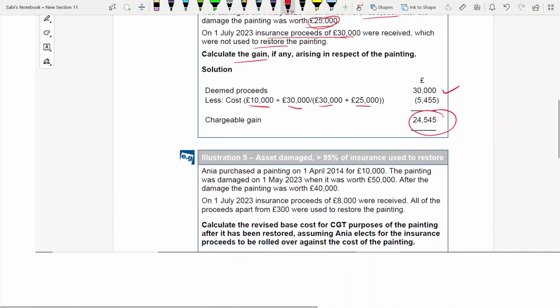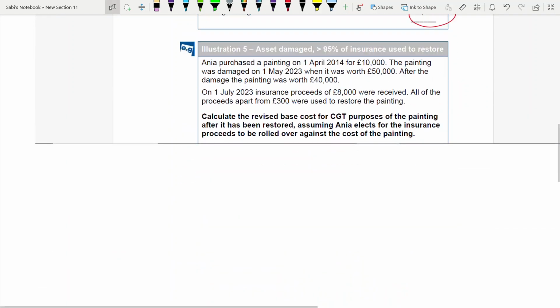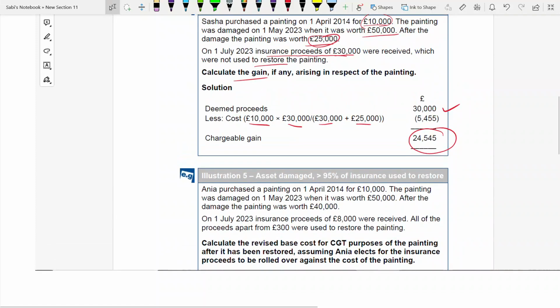Okay. Next one, we have invested the insurance proceeds. We'll see whether it's less or more than this one. So calculate the revised base costs. See, they asked revised base costs. They didn't ask CGT. After it has been restored, assuming they elect for the insurance proceeds to be rolled over against the cost of the painting. So it was purchased for 10,000, damaged, worth 50,000, worth after damage 40,000, proceeds were 8,000. All of the proceeds apart from 300 were used to restore the painting. Remember that 300 you can't roll over.